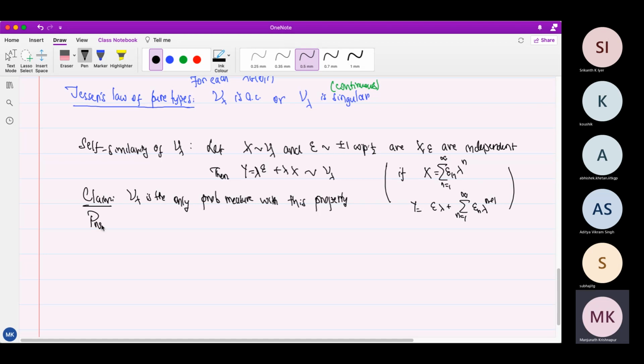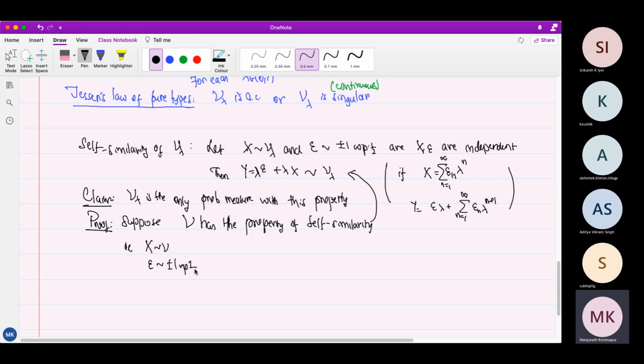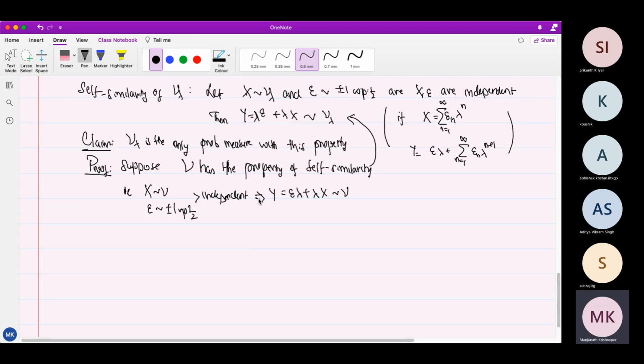Okay, why is that so? Let's prove that. There is no other measure with this same scaling property. Suppose nu has that property of self-similarity with that parameter lambda. Like this, except that I don't have mu but nu lambda. That means x is according to nu, epsilon is plus minus 1 with probability half, independent, and y equal to epsilon lambda plus lambda x also has distribution nu. That's what I'm assuming. Suppose nu is some probability measure with this property.